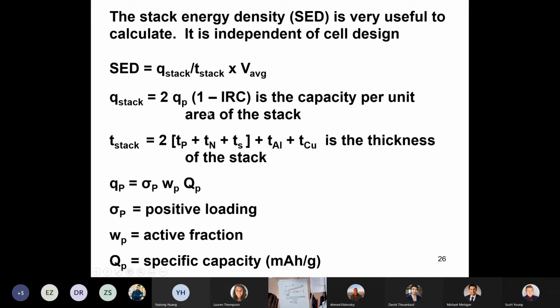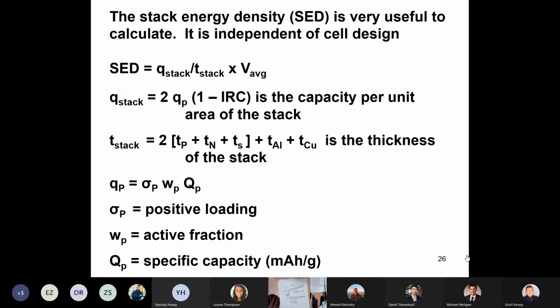And there you go. All these things that you need to calculate stack energy density, I've just listed again on this slide. So in your homework 4, you have to calculate stack energy densities for a few things. I wanted to show you the way that lithium-ion cells have evolved over the years by using a spreadsheet model that incorporates what we've shown here.